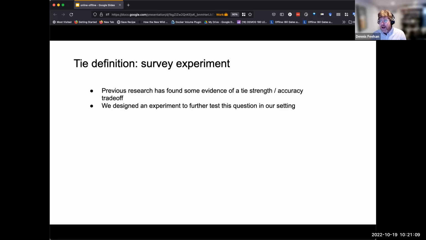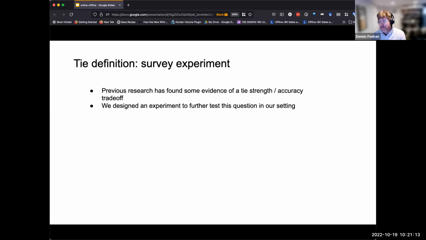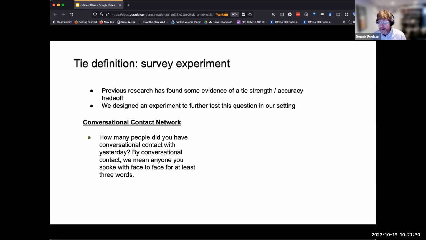Okay, so there's been a little bit of previous research about this potential trade-off, and it's found some evidence of this kind of relationship, where there might be a trade-off between the tie strength and the accuracy of the estimates that get produced. And so the empirical study that I'm going to talk about embedded an experiment in it to further test this question in our setting. And the experiment randomized respondents to report about one of two different types of network.